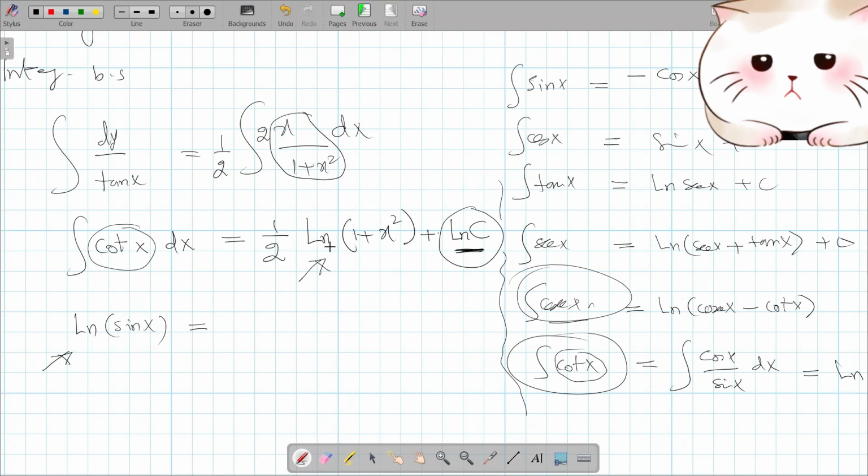Now try to eliminate log throughout from this equation. How will you do it? You will try to move this 1 over 2 into the power using the power rule here. Can I write it like this, if you don't have any problem?